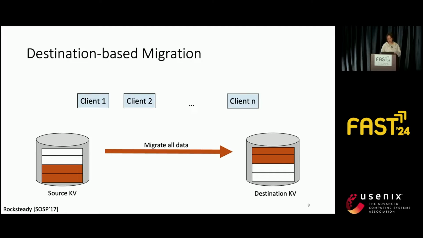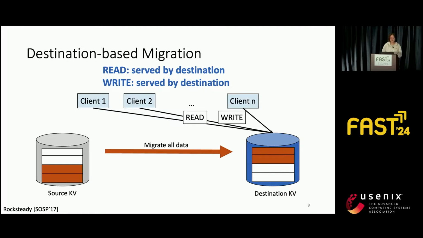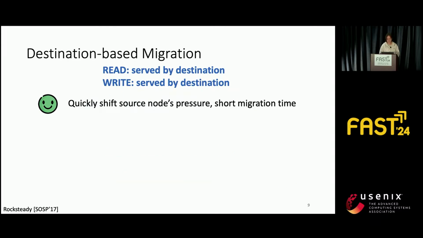Destination-based migration uses the destination node to serve all read and write requests, and it shifts the data ownership to the destination at the beginning of migration. However, a read can access not yet migrated data at the destination. So the destination-based protocol Rocksteady uses a priority pool to fetch the data from source to destination, and lets the client wait a while and try again. Then it can return the value.